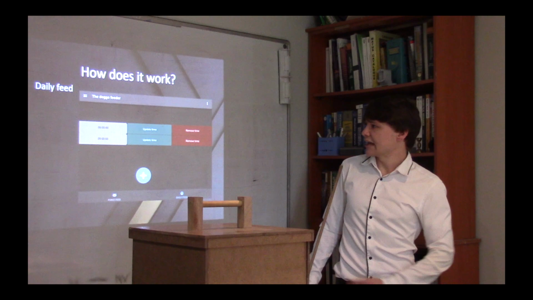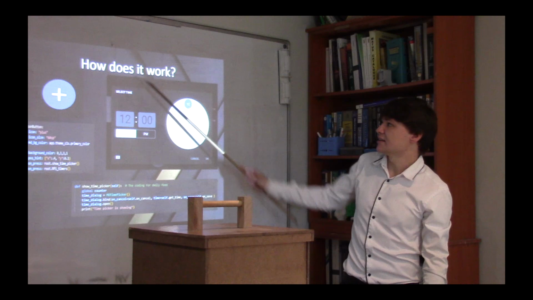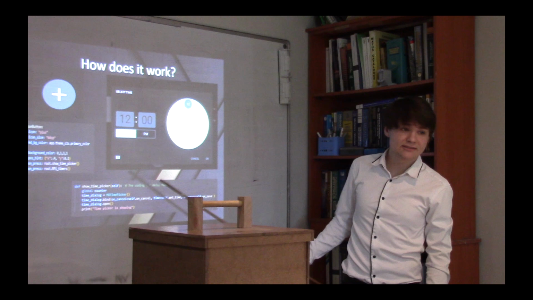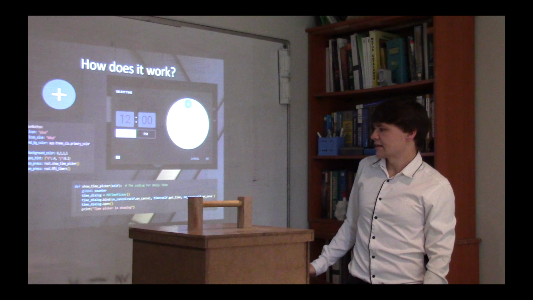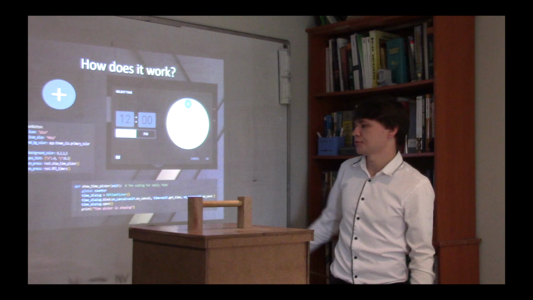So what will happen is, when you press the plus button, the code runs here. This is the code that changes the way it looks. And this will appear, the time picker. Then you can choose your hours and your minutes, and choose between AM or PM, and then you just press OK, and it will show it on the label. But this right here is what makes the time picker pop up.